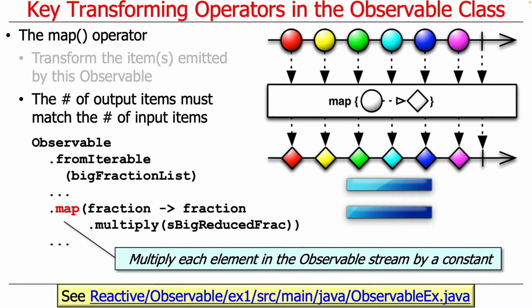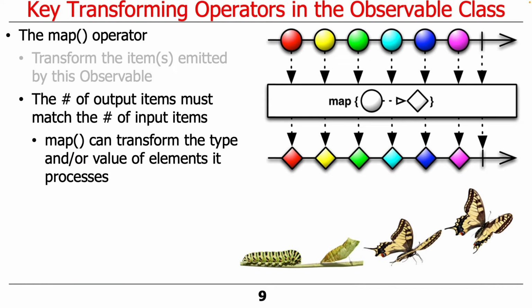So one of the things to note with map, the number of output items must match the number of input items, just like map in Java streams. So if you've got, say, a big fraction list that you turn into an observable using the fromIterable factory method, and you want to multiply each of those big fractions by some constant, the map transforming operator is the thing to call. Map can transform the type and/or the value of elements it processes.